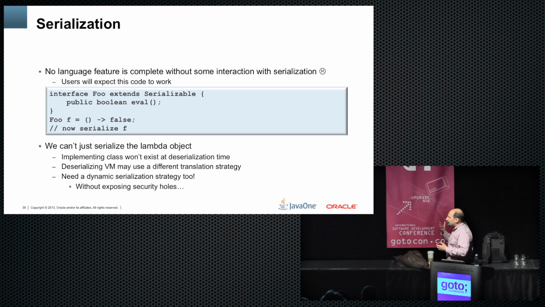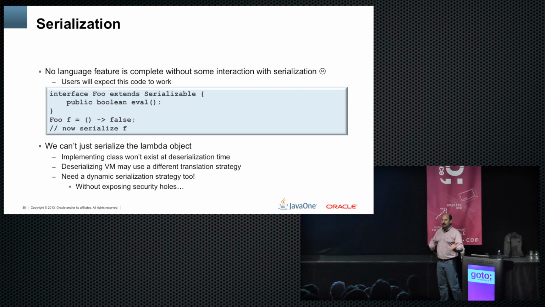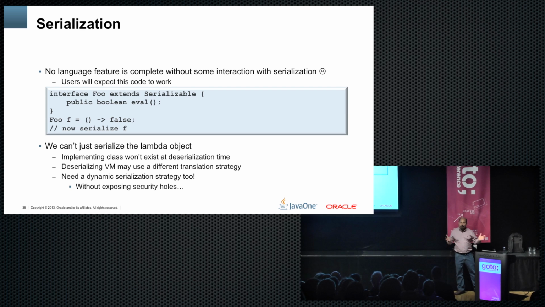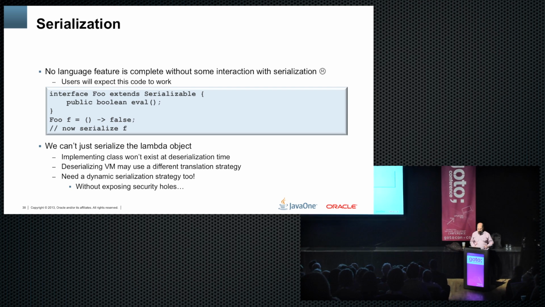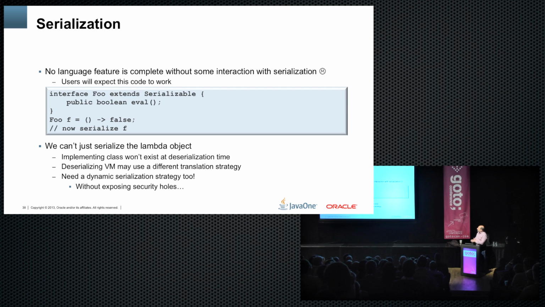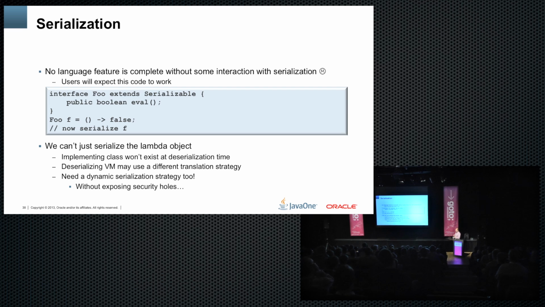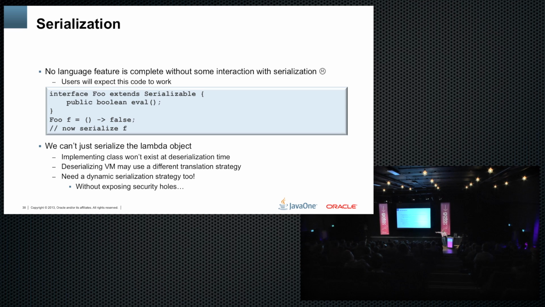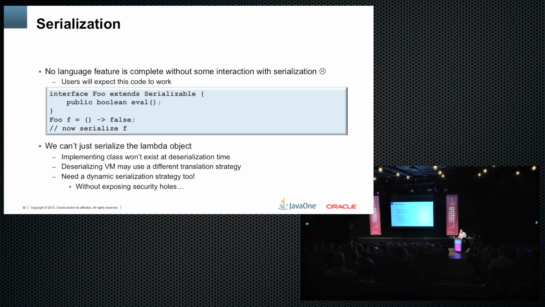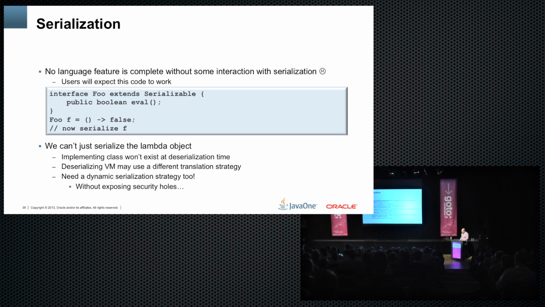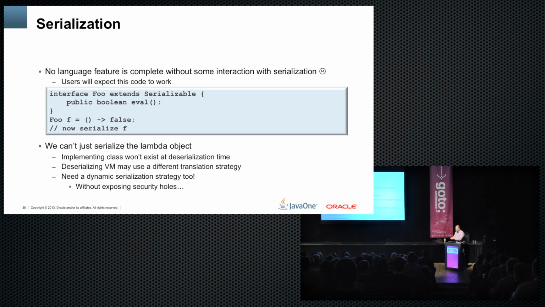Unfortunately, because our translation strategy is dynamic, we can't just serialize the lambda object, because the class that represents it won't exist at deserialization time. And even if it did, maybe it's using a different translation strategy, and we'd like to deserialize it using the translation strategy of the target VM. So we have this dynamic translation strategy. We need a dynamic serialization strategy too, and without introducing any security holes, which is hard to do with serialization.